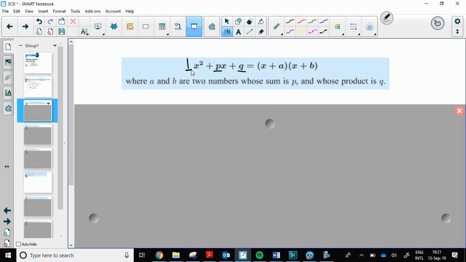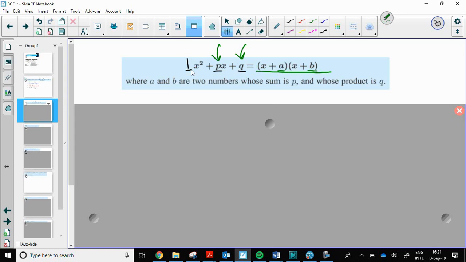This is an easy type of factoring problem. It's when the leading coefficient is 1. So the coefficient of x squared, when that is 1, it's going to be easy for us to factor. And it's always going to factor into something that looks like this here, where it's x plus or minus one number times x plus or minus a second number, which on this screen we're calling a and b. What's important to note is that when I take a plus b, I'm going to get p. And when I take a times b, we're going to get q.